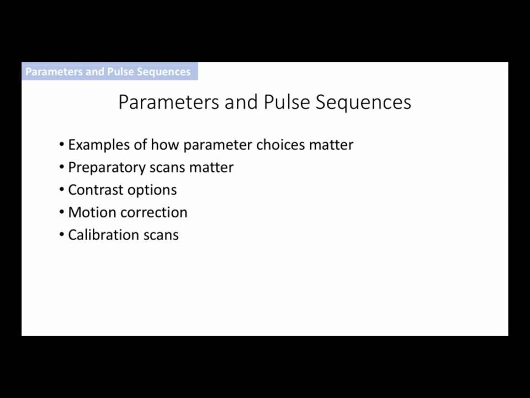So like I said at the beginning, this is a massive topic. An entire course in MRI physics could fit into this topic. I'm just going to sample a few different findings to start letting people think about what it means to reduce noise during acquisition. I'll give a couple examples of how parameter choices matter, some examples of how what we do before the actual acquisition scans can matter, a little talk about different contrast options beyond BOLD, and thinking about active motion correction and what a calibration scan is.